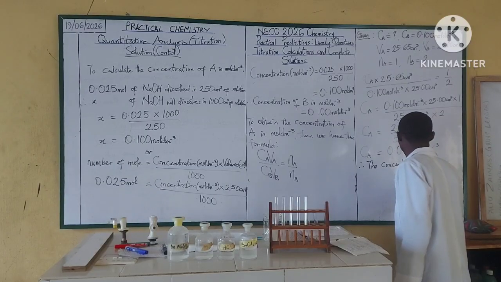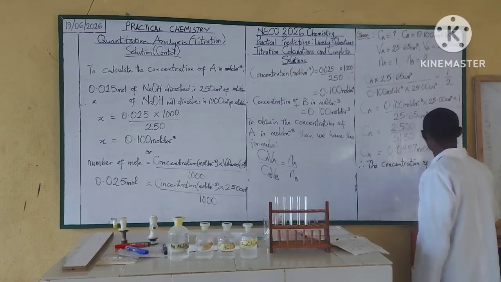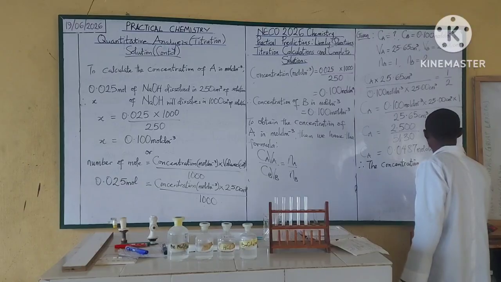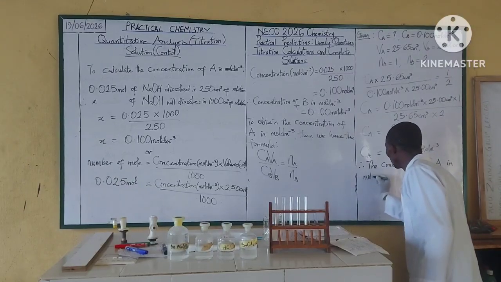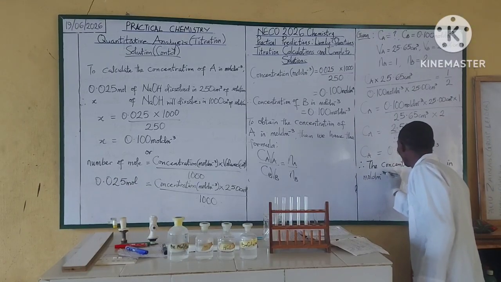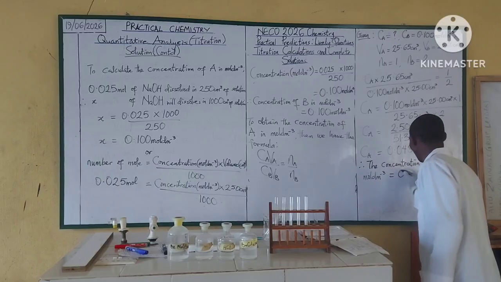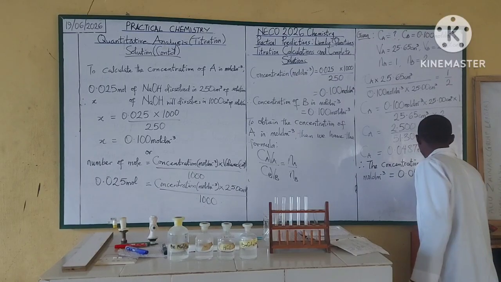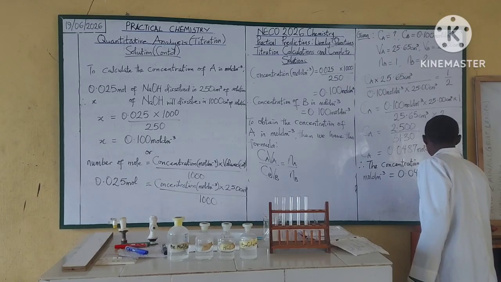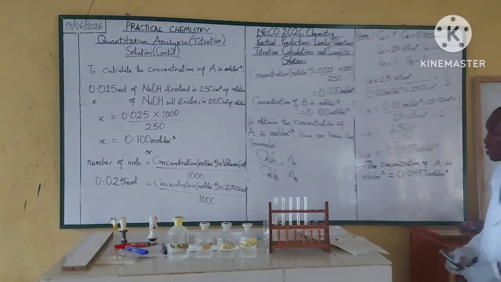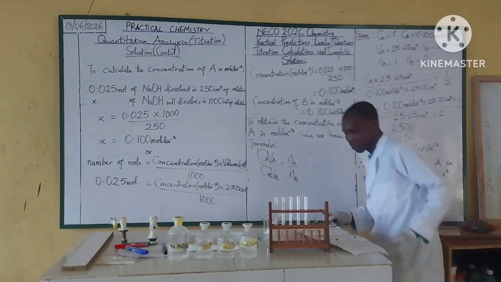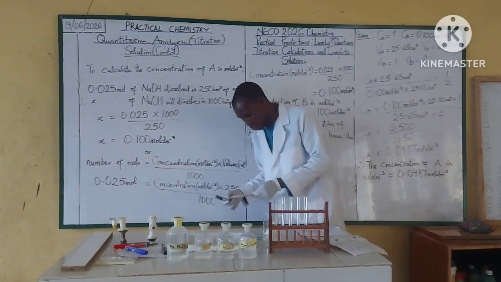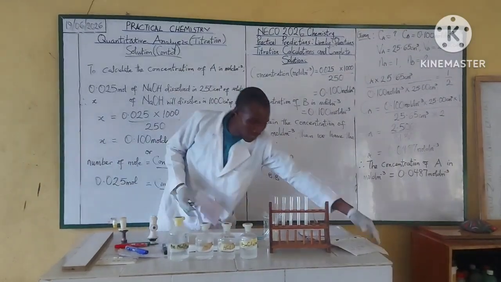The concentration of A in mole per dm cube is 0.0487 mole per dm cube. That's going to be our final answer for calculating the concentration of A in mole per dm cube.